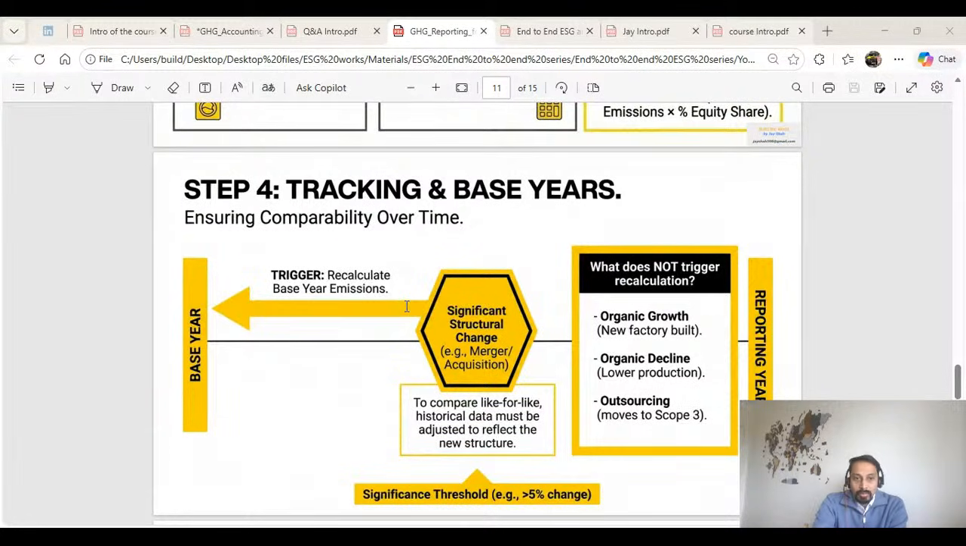Recalculations can be triggered if your company is merging with another company. For example, Tata has taken over Jaguar, so it is a merger with Jaguar. Tata has to recalculate their base year because Jaguar is coming in. Similarly with acquisitions and structural changes, you have to recalculate your base year and then report for other tracking or base years. It is not triggered by organic growth, lower production or outsourcing. In those situations, you don't have to recalculate the base year. This ensures year-to-year comparability, and when you are reporting, you can report up to date based on your standards and frameworks.